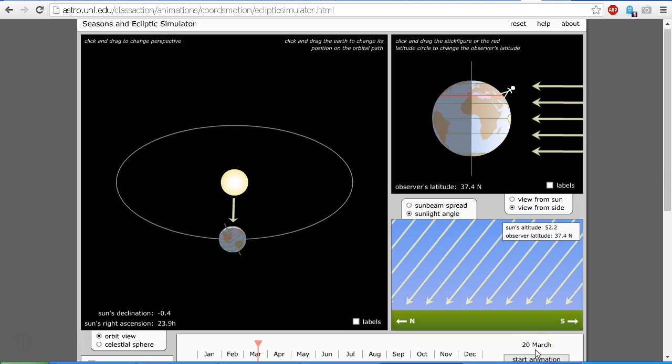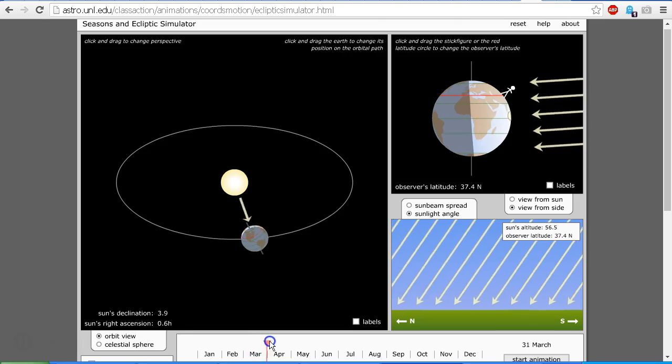Now using the seasons and ecliptic simulator, we can see what's going on with the equinox. Down here the date is set to 20th of March. Now the Earth is tilted on its axis at an angle of 23.5 degrees. On the equinox, the tilt of the Earth is the same, and so the days and nights are equal. This is where we get the term equinox from.